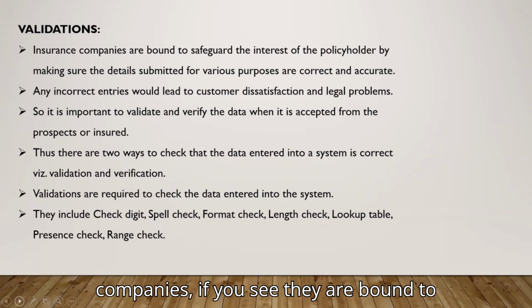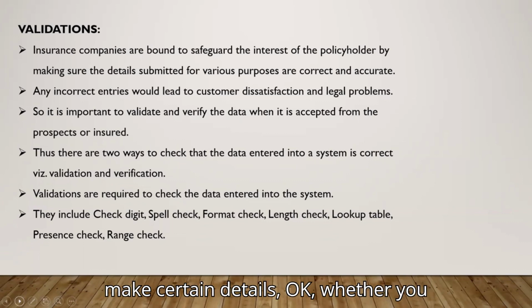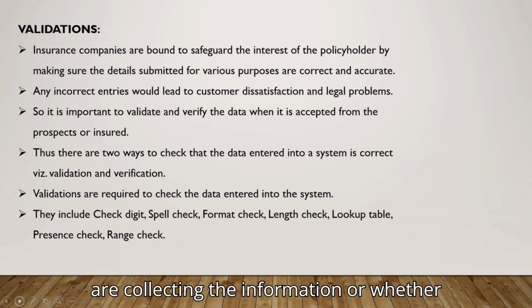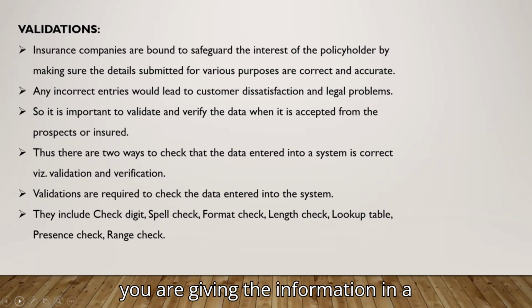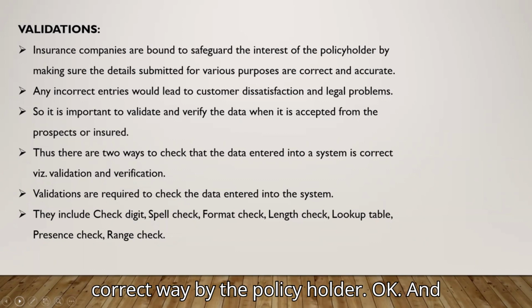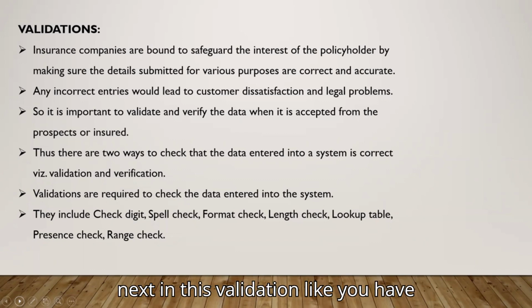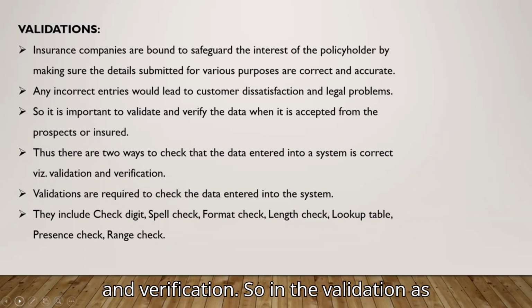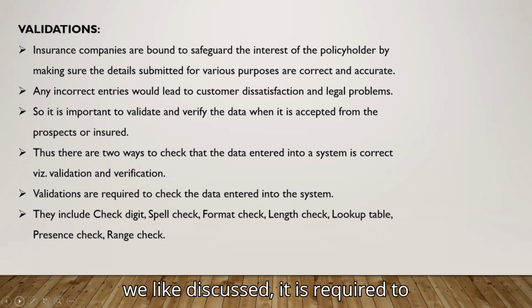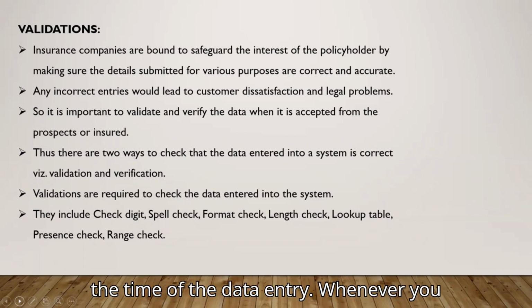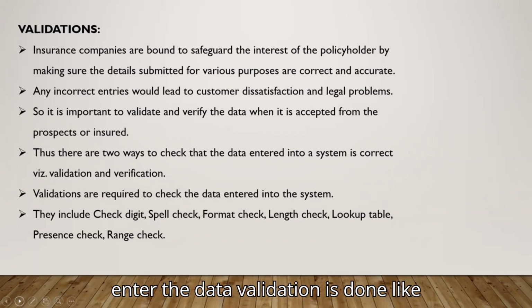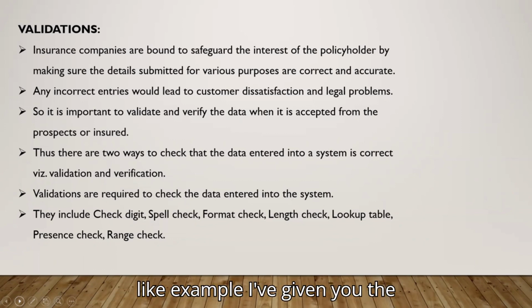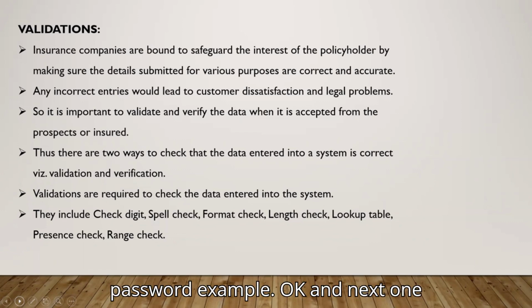And these insurance companies are bound to verify certain details, whether the information is being collected or given in a correct way by the policy holder. Okay, and next, there are two types of systems, validation and verification. In validation, as we discussed, it is required to check the data that is entered in the system, and this is done at the time of data entry. Whenever you enter the data, validation is done. For example, I've given you the password example.